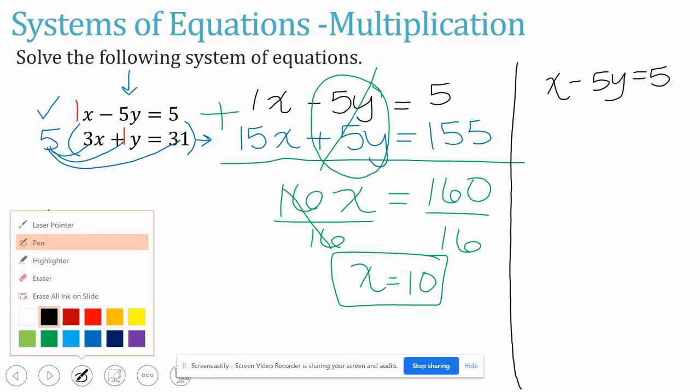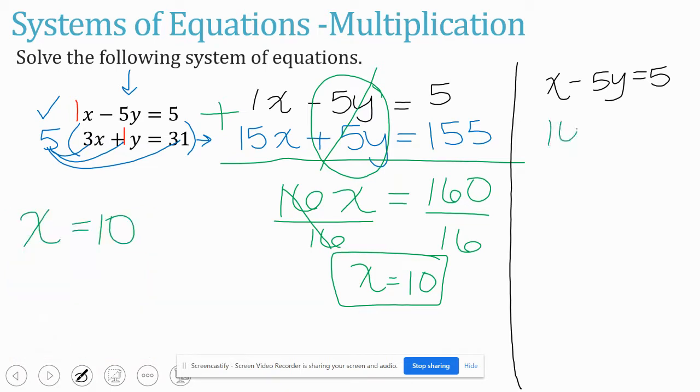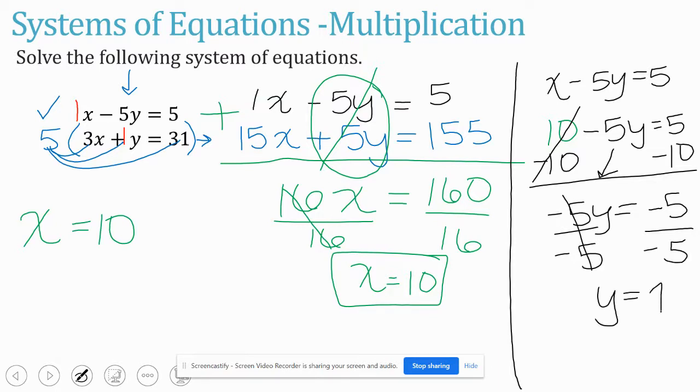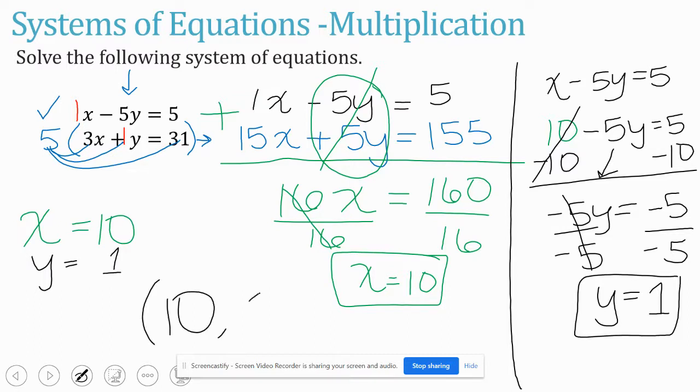So instead of writing x, I'm going to write 10. And then everything else stays the same. Minus 5y equals 5. Subtract 10 on both sides. That cancels. 5 minus 10 gives us negative 5. I'm going to bring everything else down. Divide by negative 5 on both sides. And we get y equals 1. So our answer here, so y equals 1, as an ordered pair is (10, 1).